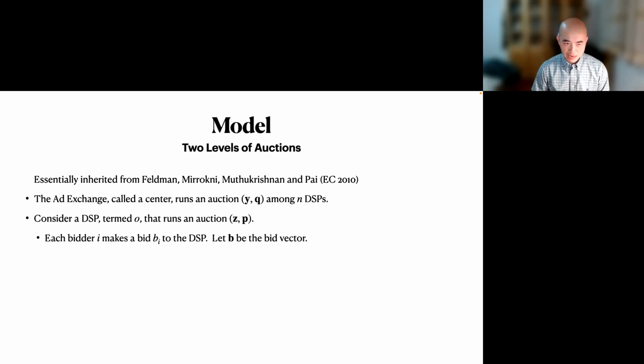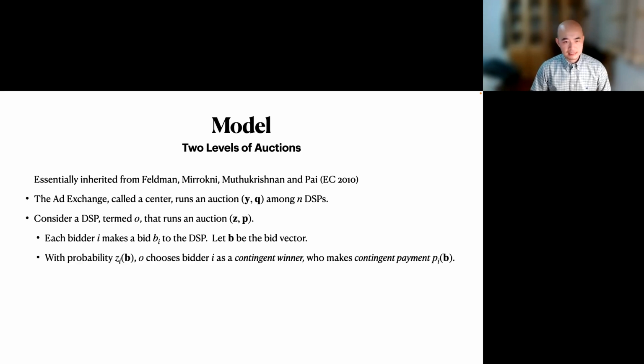Each advertiser, which I'm going to call a bidder I, makes a bid BI to the DSP. Let B be the bid vector. Then with probability Zi of B, the allocation rule of the DSP's auction, the DSP O chooses bidder I as a contingent winner who makes a contingent payment PI of B. Contingent, because the DSP cannot guarantee that this winner is going to have the opportunity to advertise, because the DSP needs to win in the center's auction.